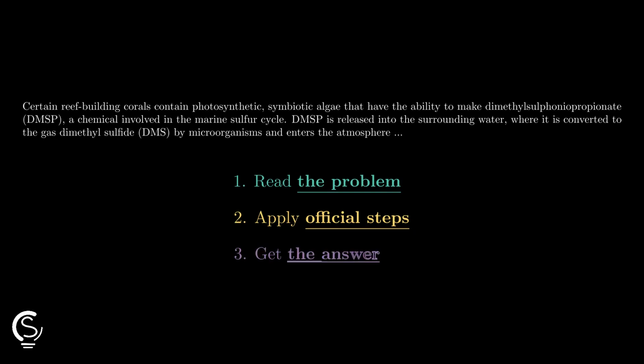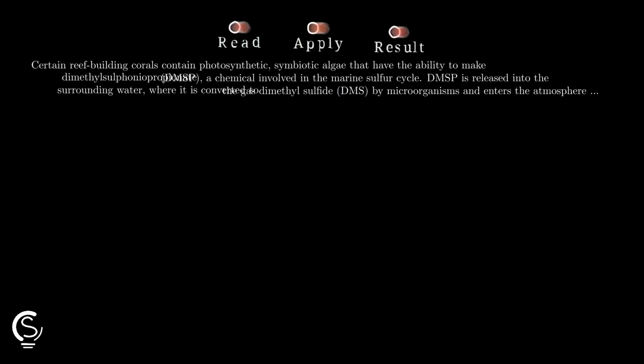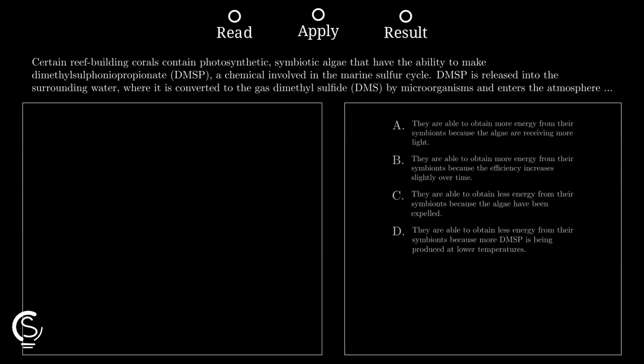Let's go! Coral questions look brutal, but this one breaks quickly if you track what heat does to symbionts, energy output, and why prolonged exposure changes the outcome. Figure 2 shows adult corals at elevated temperature have lower symbiont density and lower photosynthetic yield. So right away, the algae are fewer and producing less energy overall.